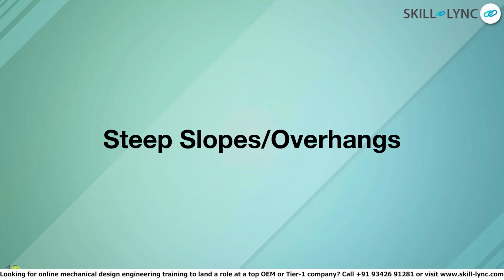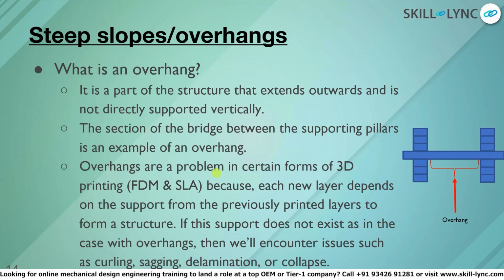This section will be covering steep slopes and overhangs. So what is a steep slope or an overhang? Well, it's part of the structure or the model that extends outwards and is not directly supported vertically. If we look to the right, there's an example of a bridge with two supporting pillars. This can be an example of an overhang.